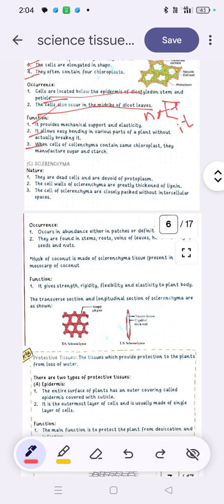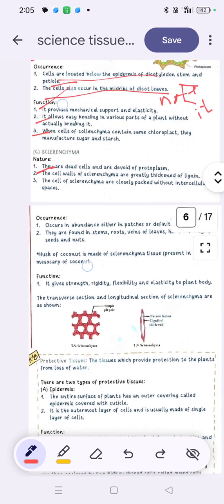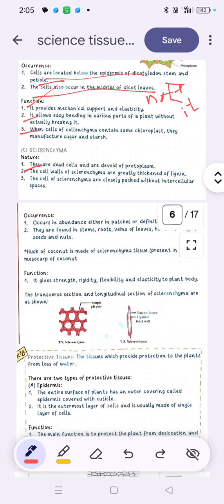The cell wall of sclerenchyma is greatly thickened with lignin. The cells of sclerenchyma are closely packed without intercellular space. The sclerenchyma cells are dead, but the parenchyma cells are living cells and collenchyma tissue also has living cells. Sclerenchyma helps form hardened strips.